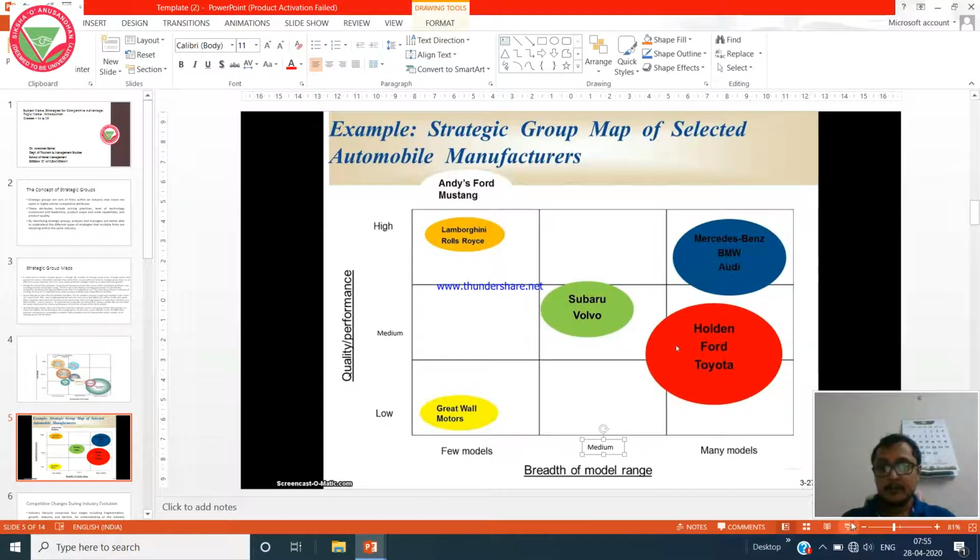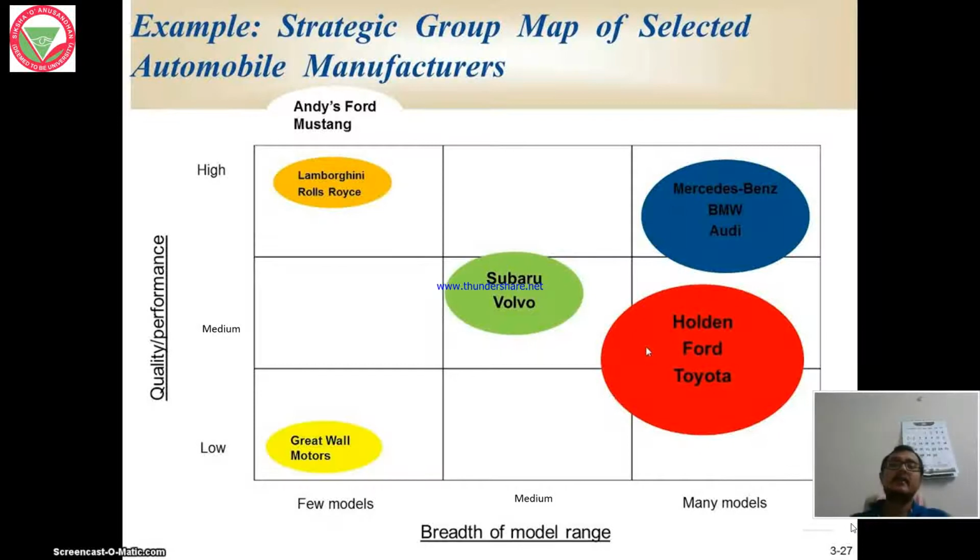If we are going to do this exercise, we need to make sure that we identify the true parameters of dividing the market. It is a description of various car brands available in USA. It includes vehicles like Lamborghini, Rolls-Royce, Subaru, Volvo, Mercedes-Benz, BMW, Audi, Holden, Ford, Toyota, and Great Wall Motors. Great Wall is from China. These are the various car brands available in the USA market.